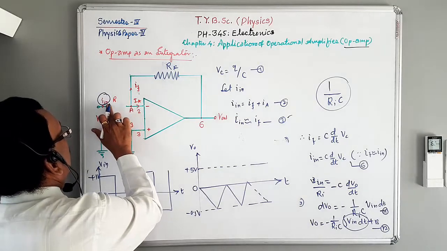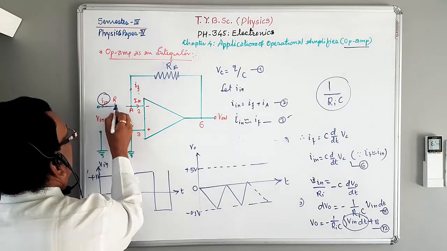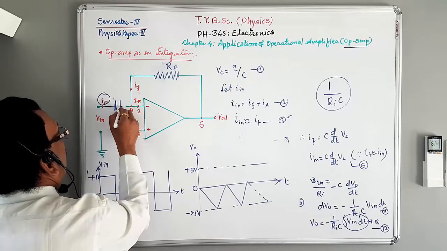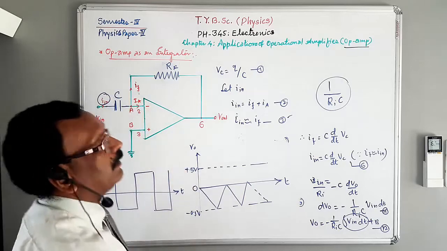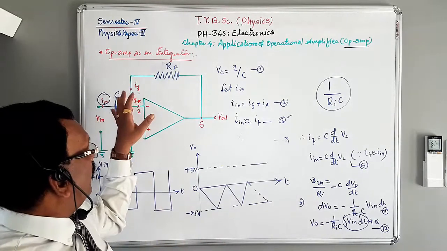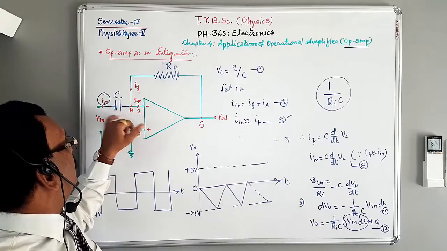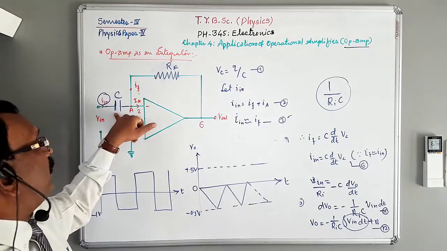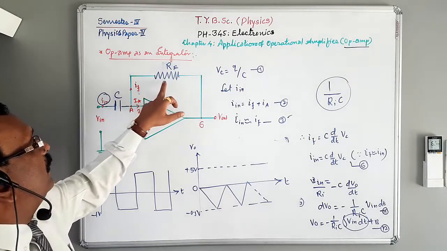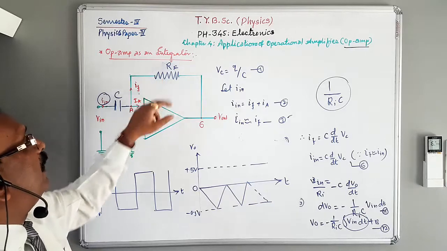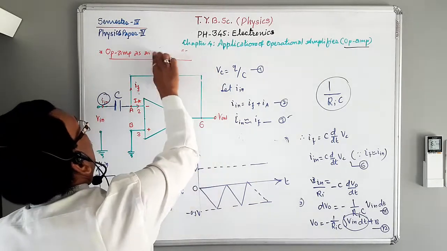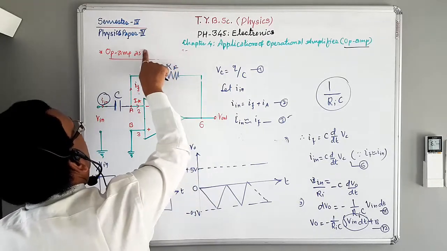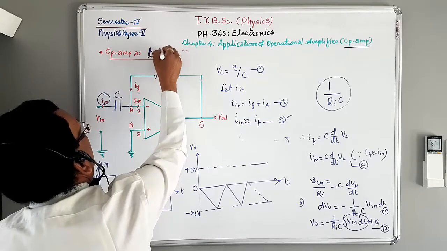and here we just change the position of capacitor and resistor. Okay, this is the change made by me. In integrator, here instead of capacitor there is a resistor, and in place of resistor, feedback resistor, there is a capacitor. But here we are going to study op amp as differentiator.